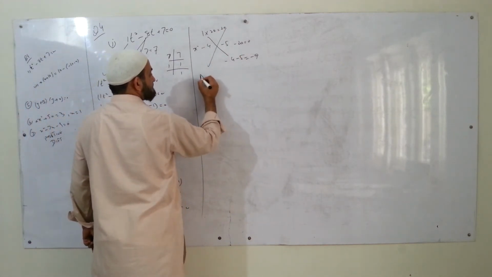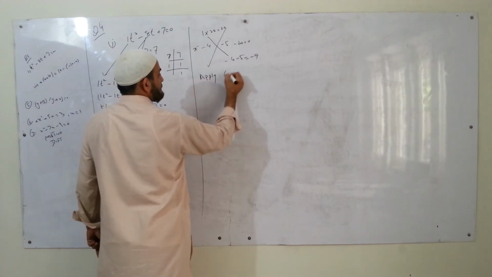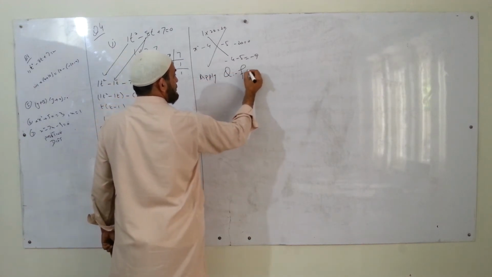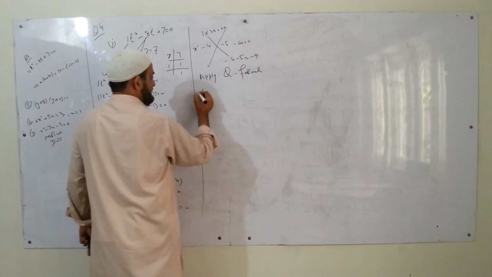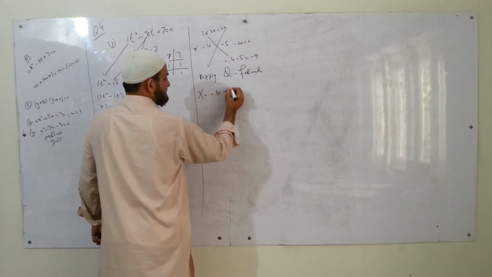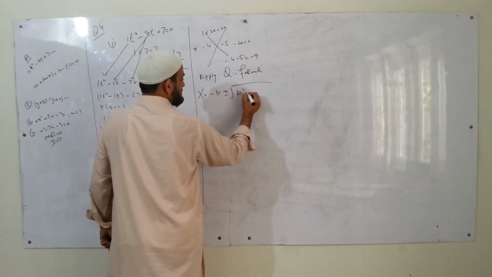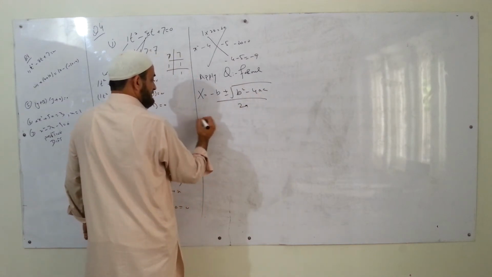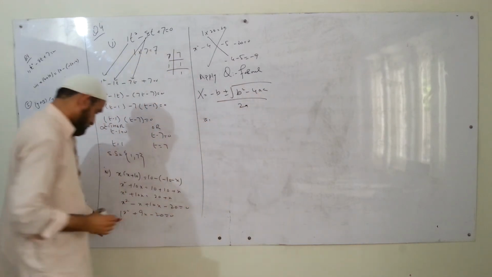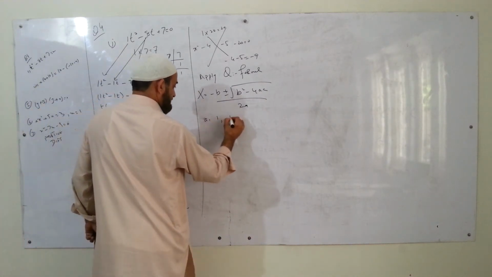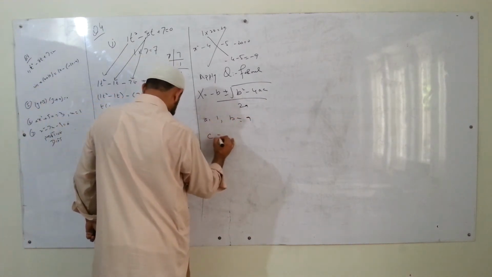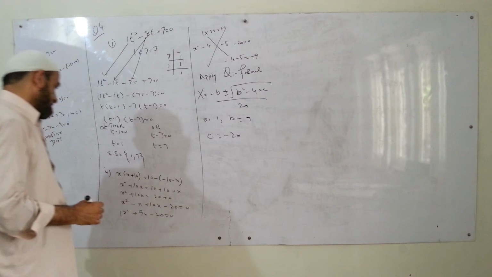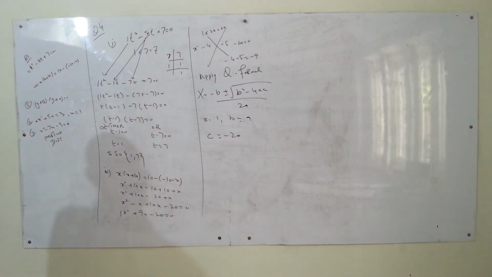We can apply the quadratic formula. x is equal to minus b plus or minus the square root of b square minus 4ac, divided by 2a. The value of a is 1. The value of b is 9. The value of c is minus 20.